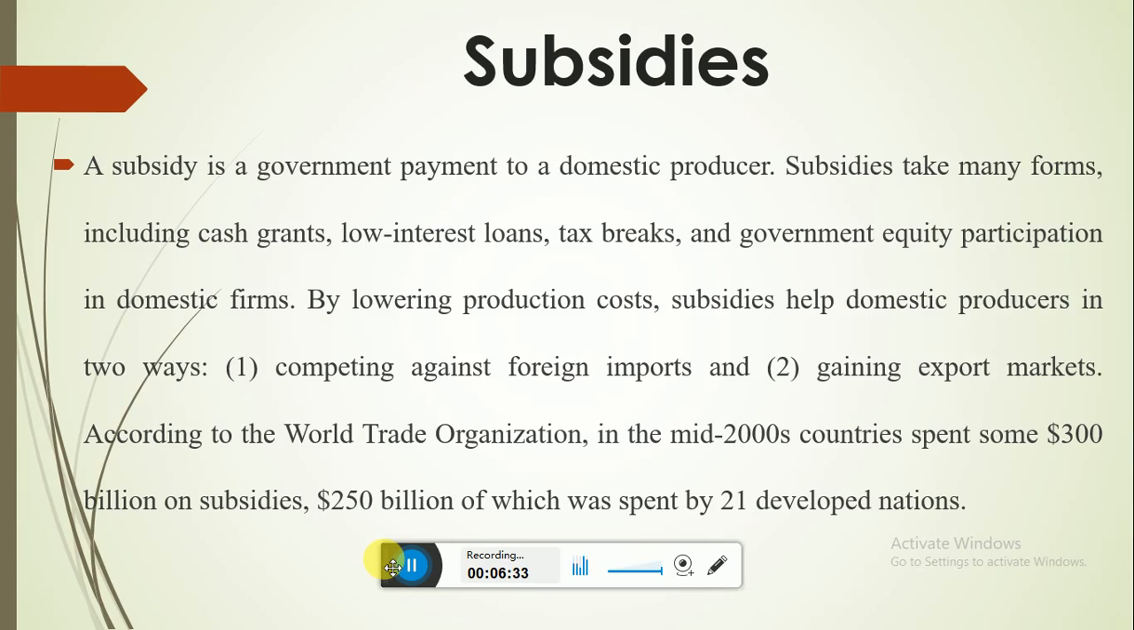So that's why government sometimes, regarding their policy, help local businesses, small businesses, to survive. They give them some subsidies in the form of cash payment. So the next is low interest loans. Yes, this is another type of subsidy that the government can use to help a local businessman or businesswoman. They can give them low interest loans, for example, or no interest.